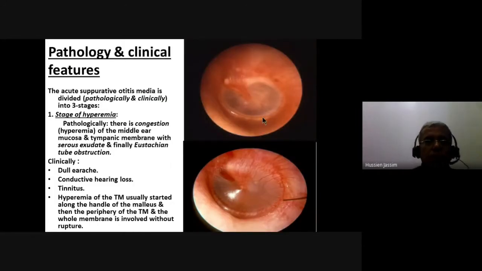Now the pathology falls in 4 stages or 3 stages in acute suppurative otitis media. As we said, as the pharyngeal opening is closed, we will have negative pressure and a hyperemic stage. There will be hyperemia of the tympanic membrane. Of course it starts first at the handle of the malleus, then the periphery of the tympanic membrane, and then the whole tympanic membrane is congested and we can see the blood vessels on the tympanic membrane. These prominent vessels mean there is inflammation.